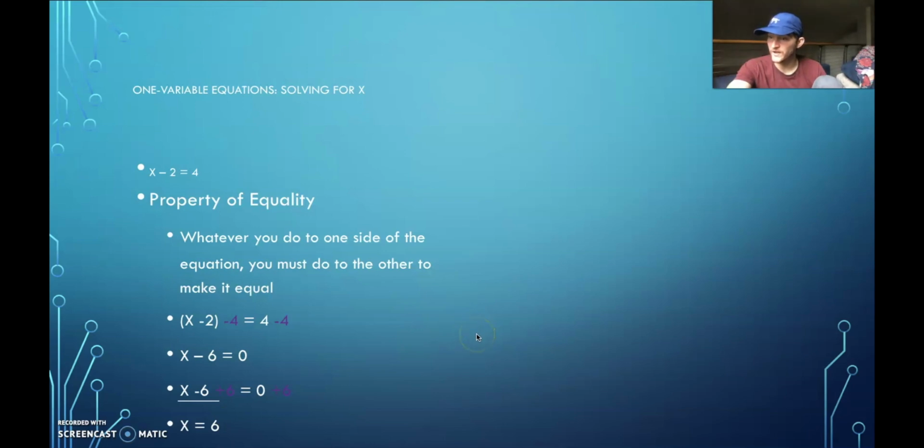Now you can do that a shorter way as well. Instead of subtracting 4 from both sides, you can add 2 to both sides, and it would be x minus 2 plus 2 is equal to 4 plus 2, and then the 2's cancel out on the left, and you're left with x is equal to 6. So my first way was a bit longer than you need to do it, but either way, you want to get x alone. And so our final answer is x is equal to 6.